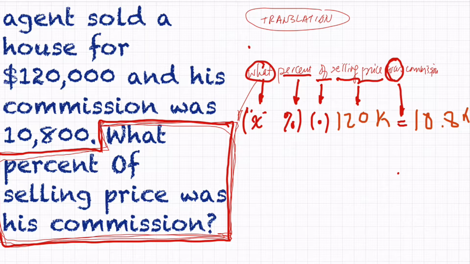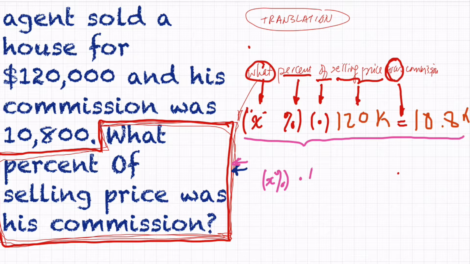Okay, so now changing my pen color, you see how we dragged this last sentence into a mathematical equation. We have X percent multiplied by 120,000, I'll put the K back into 1,000, is equal to 10,800. Now, all we have to do is isolate the X. Any idea how we're going to isolate the X? Move the numbers to the other side.